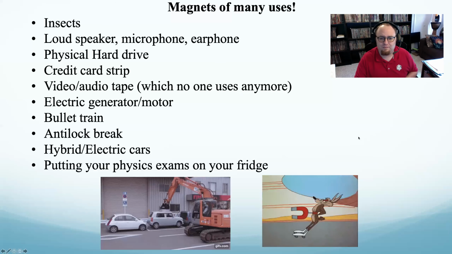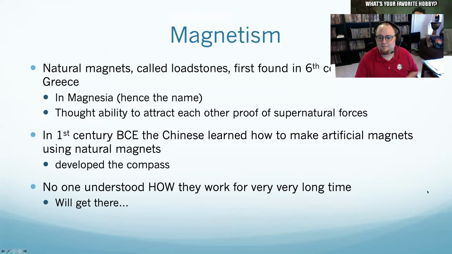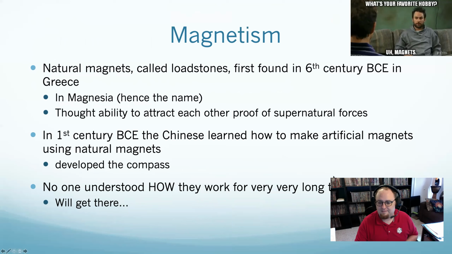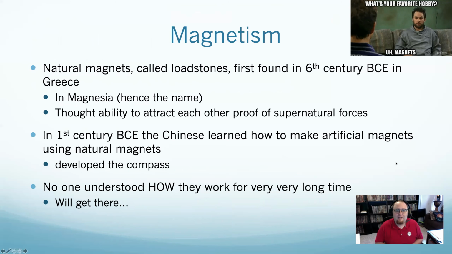That is true. So here's the idea. Moving picture out of the way. Natural magnets, which were originally called lodestones, were actually found in the 6th century BCE. They were found in a place called Magnesia, hence the name.